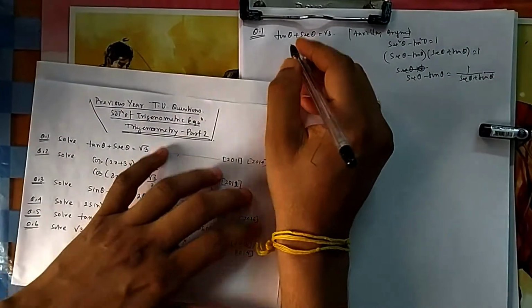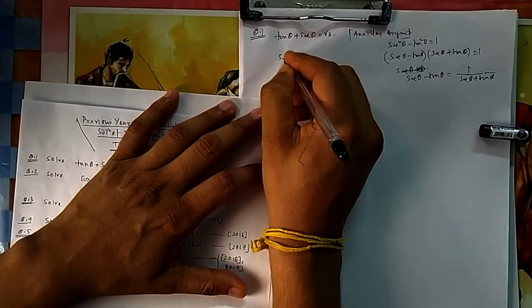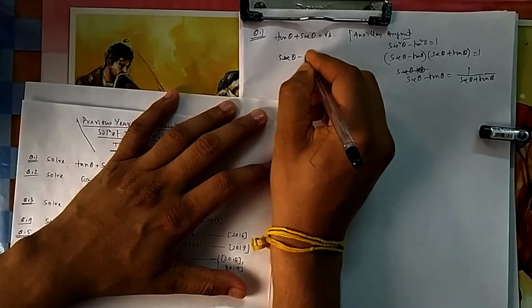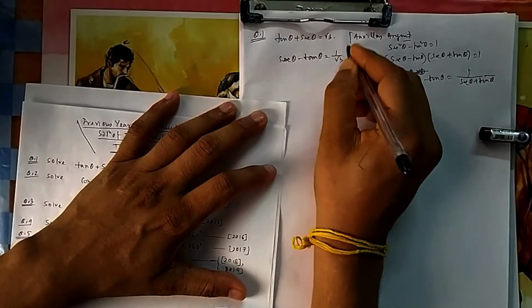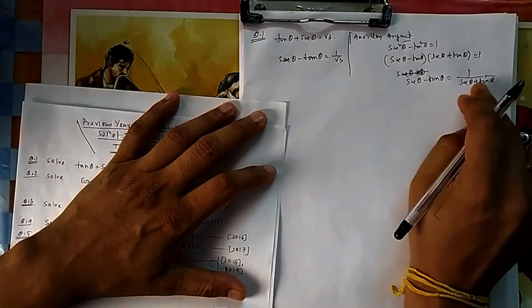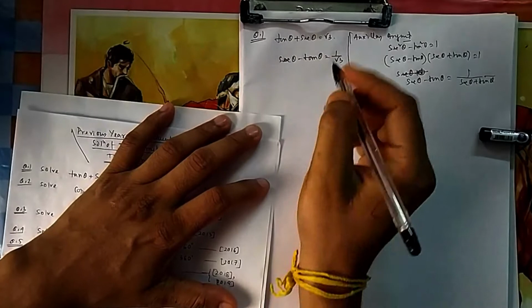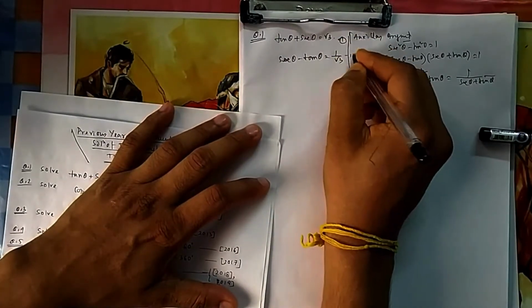So if I use this concept, because this is given to me, sec theta minus tan theta will be equal to, you can write it down on the right side, 1 by root 3. You can see the minus 1 is the reverse of plus 1. So plus 1 is given, so reverse it. So this now becomes equation 1 and equation 2.